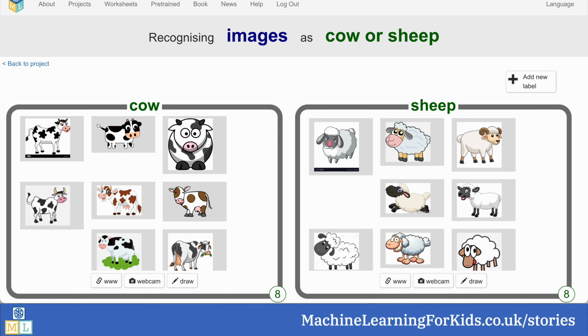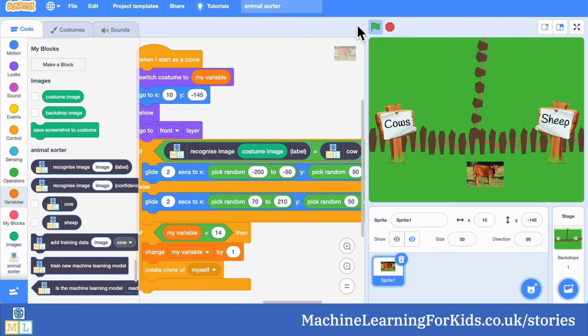For their training examples, they'd collected a load of photos of cartoon cows and cartoon sheep. So when they ran the Scratch project and tested their machine learning model using my test photos of cows and sheep, it recognized absolutely everything as a sheep. I love it when things go wrong like that because it leads to such great conversations.